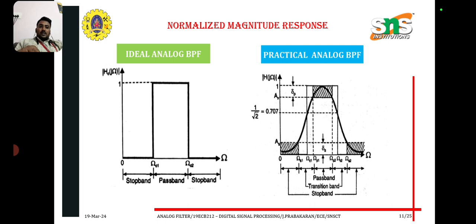And the band pass filter. Band pass filter means, this is the band pass filter. Within the band, only the allowable frequencies pass, that is the passband frequencies. Other than that, the remaining frequencies are the stopband frequencies.